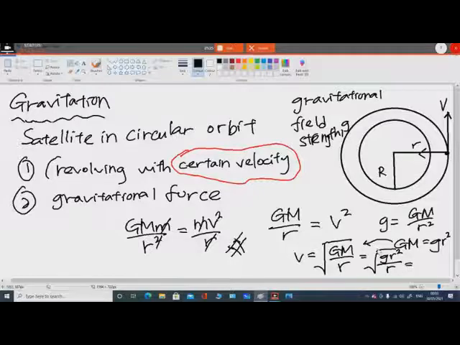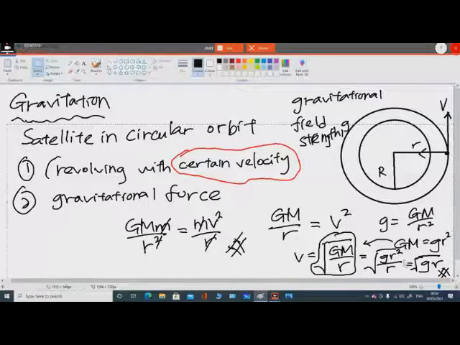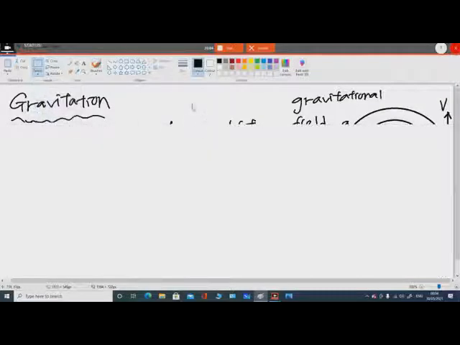The final answer we got for our velocity is actually the square root of g r. So this can be our final answer, or this one as well. So these two formulas are actually important for us. So let's move to the next part. Alright, so let me erase this one. So this one as well.